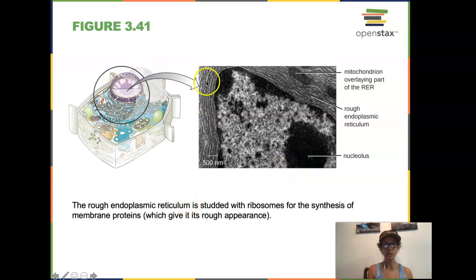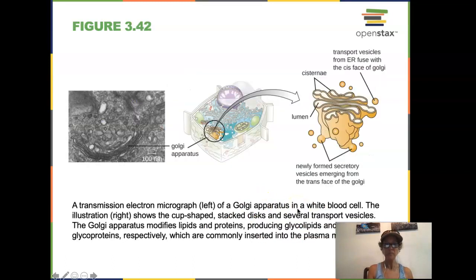So there's our rough endoplasmic reticulum with its ribosomes. The Golgi apparatus, an electron micrograph, if we look at it as a cartoon, secretory vesicles means it has enveloped the proteins and other chemicals that have entered it, and it will secrete them out into the cell or to the outside.